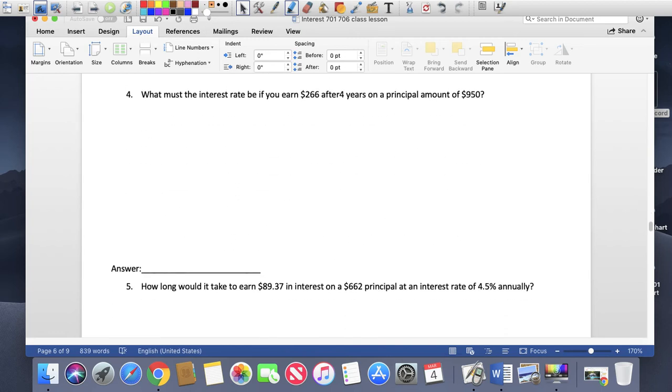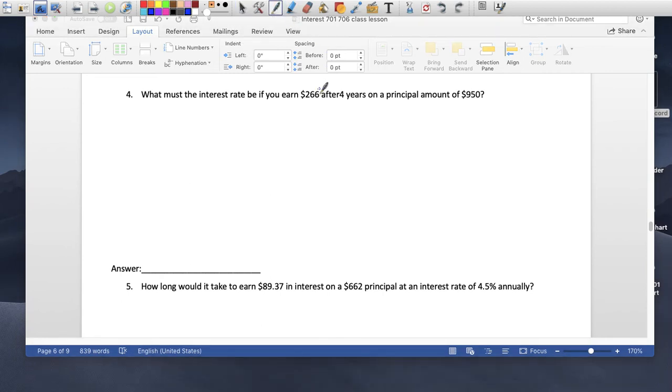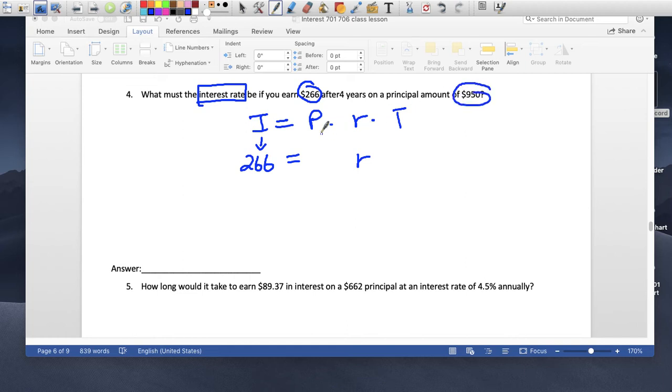Number 4. What must the interest rate be if you earn $266 after 4 years on the principal amount of $950? It always helps if you write these equations and substitute one by one. So how much would the interest rate be? The interest rate is r, so r is what we need to find. The other 3, I know the values. I made 266, so that's the interest. The principal was 950, which means I deposited $950.